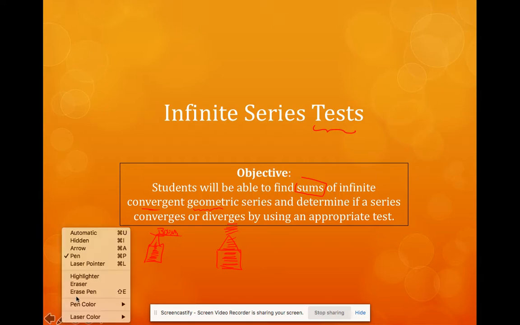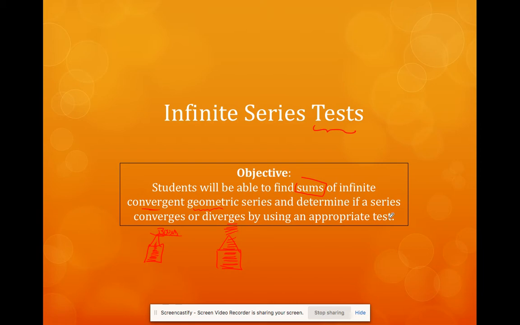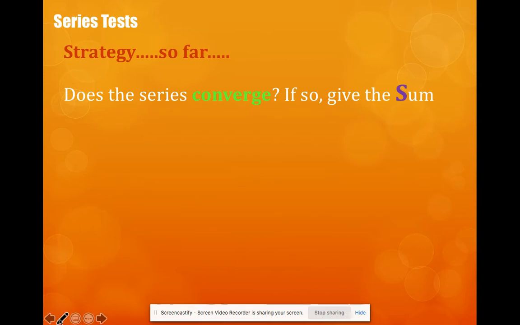So the question becomes, what if it's not geometric? How can I test to see if a series is convergent or divergent? And I told you in the last video that what we're really after is convergent series. If I know something's divergent, I'm going to throw it away. If it's convergent, I'm going to keep it. We love convergent series.